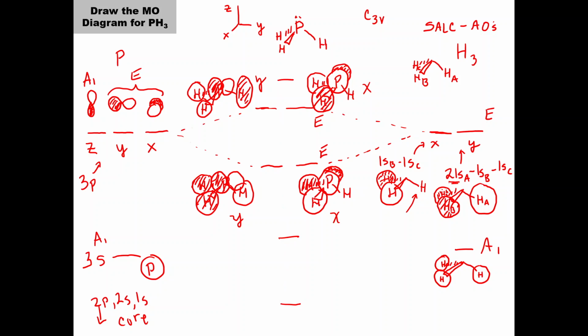Okay. Now the bottom picture is super easy, because everything's in phase. We have a 2s and three 1s's on the hydrogens, and so we have our molecule. And we can just draw circles around everything and no shading at all. Everything's in phase.